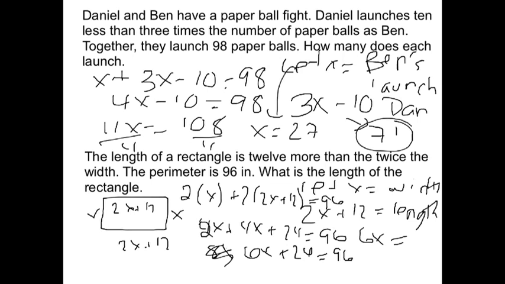6x equals 72, x equals 12. So if x equals 12, I know my width is 12 and my length is 2 times 12, or 24, plus 12, which is 36. So if I do 36 times 2 plus 12 times 2, I should get 96, which is the perimeter. So my width is 12 and my length is 36.